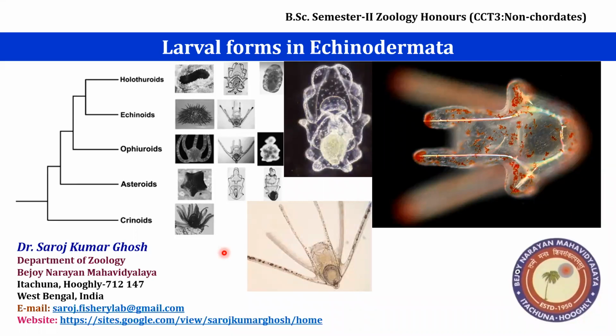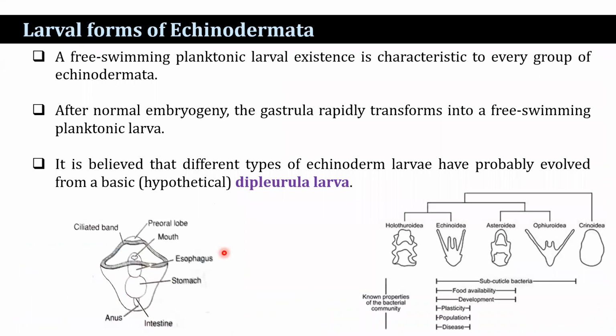We are going to discuss the topic larval forms of Echinodermata. A free-swimming planktonic larval existence is characteristic of every group of echinoderms. After normal embryogeny, the gastrula rapidly transforms into a free-swimming planktonic larva. The most remarkable feature of echinoderm larvae is that the different types are believed to have probably evolved from a basic dipleurula larva, which is a hypothetical larva.